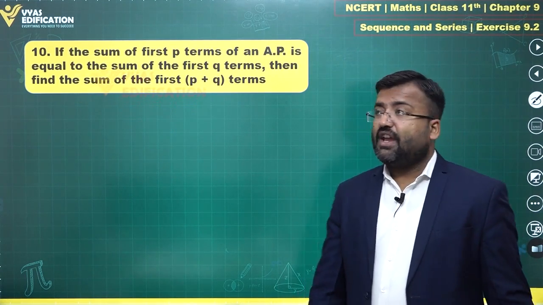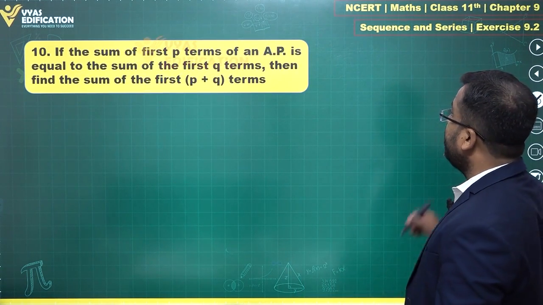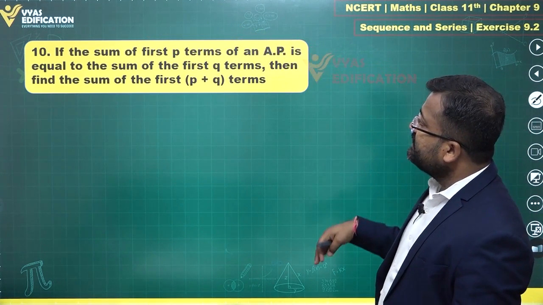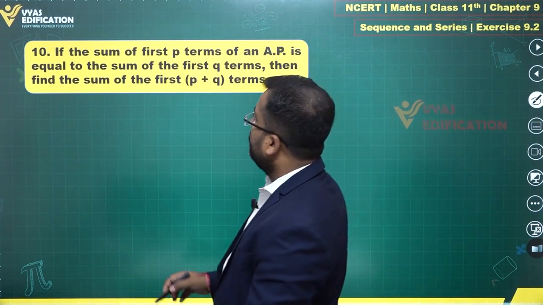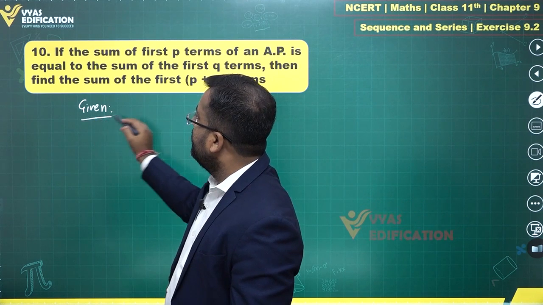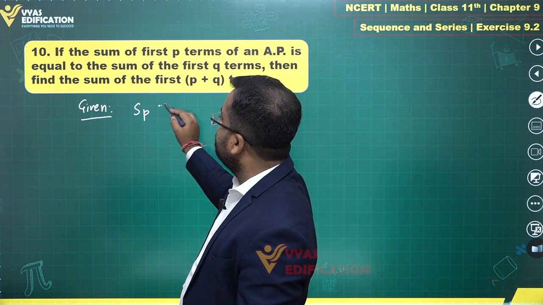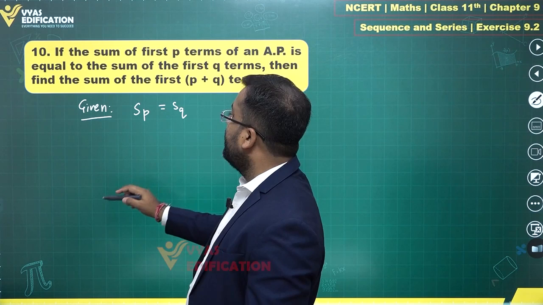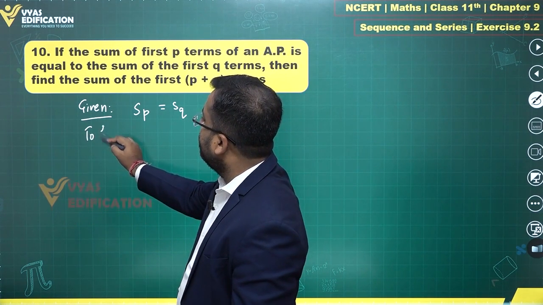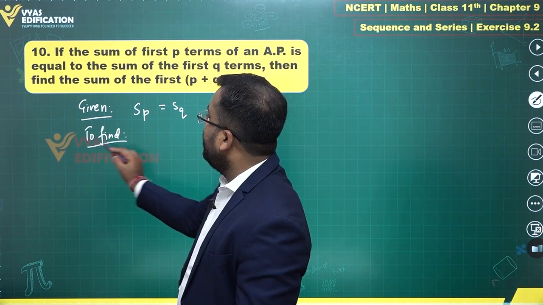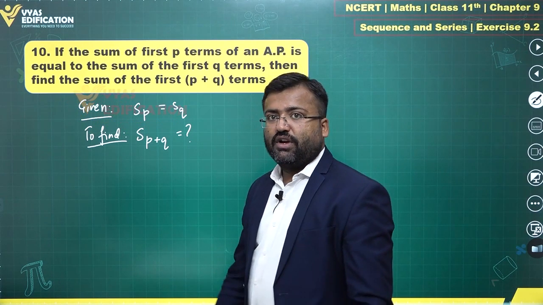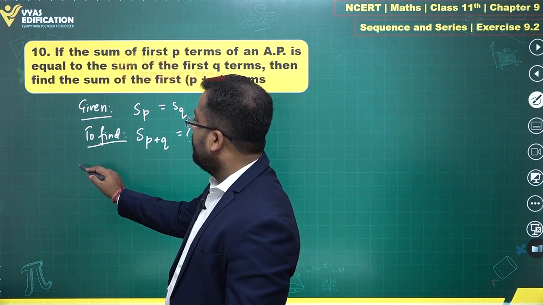In the 10th question, we have, if the sum of first p terms of an AP is equal to the sum of first q terms, then find the sum of first p plus q terms. Okay. Given: sum of first P terms is equal to sum of first Q terms of an AP. Find S of P plus Q. That is required, right?